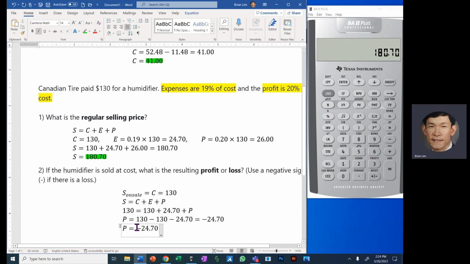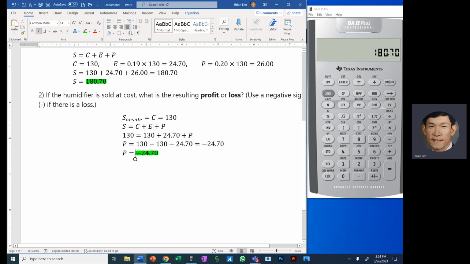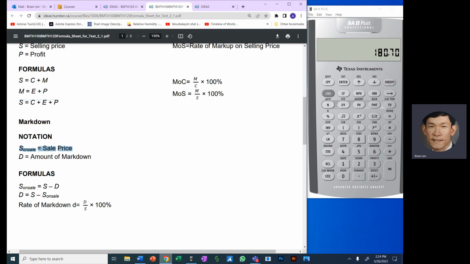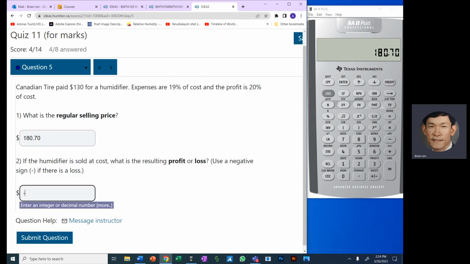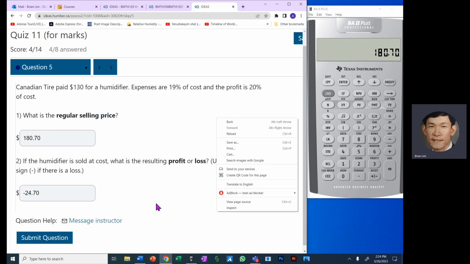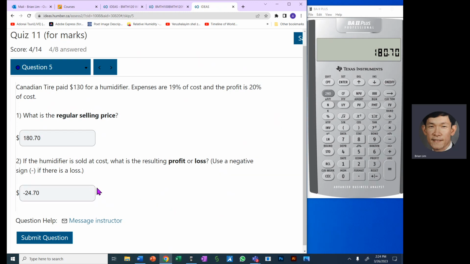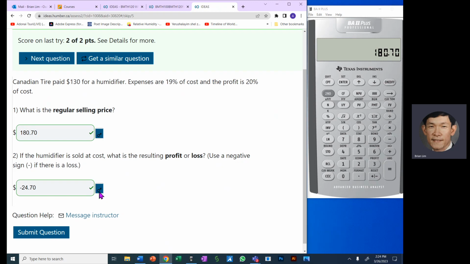So let us, sorry, the highlighting isn't quite working well. So maybe we'll just, okay, there we go. We got it working. And there we are, negative 24.70. So let's go back to the question. And there we would put in negative 24.70. All right, and that seems to be all that's required. So we submit and the answers are correct.